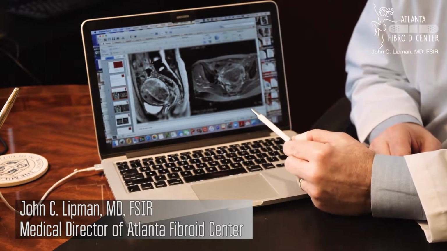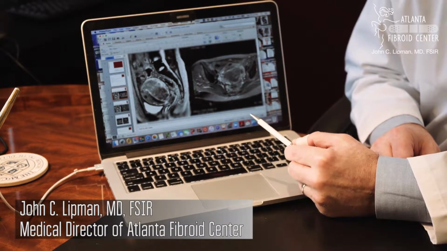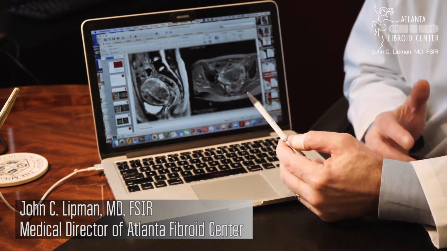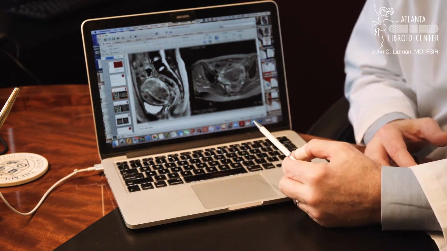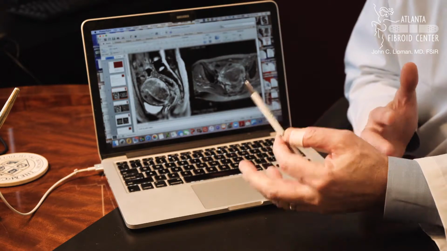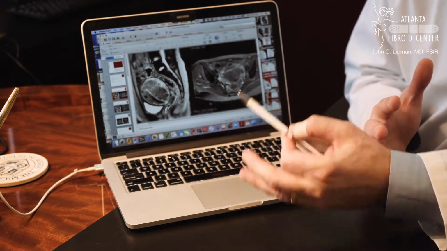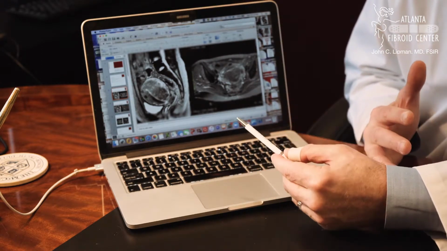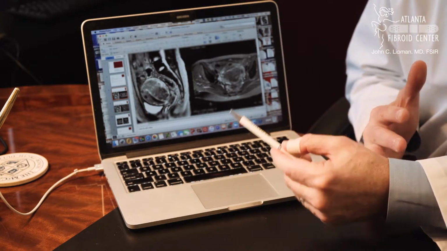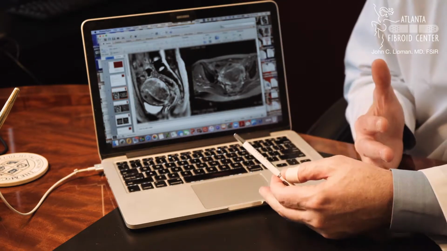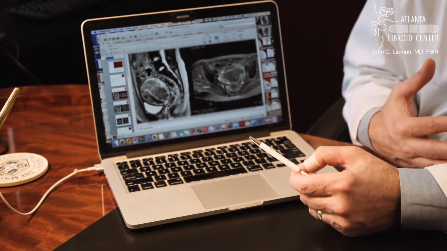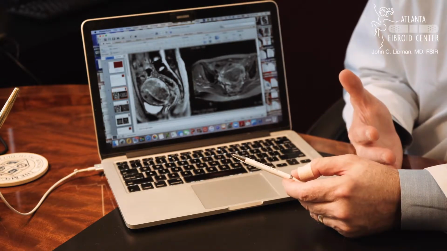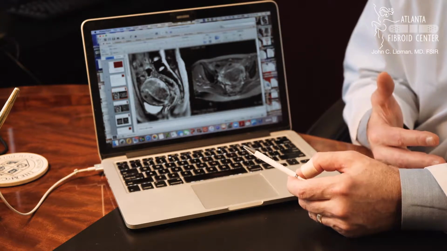I want to next show an actual case to outline both what adenomyosis looks like, also compare it to what fibroids look like, and an exact comparison between the two, as well as what happens to patients after treatment and the follow-up and what those images look like. So this is a patient who had very significant pelvic pain and heavy menstrual periods.